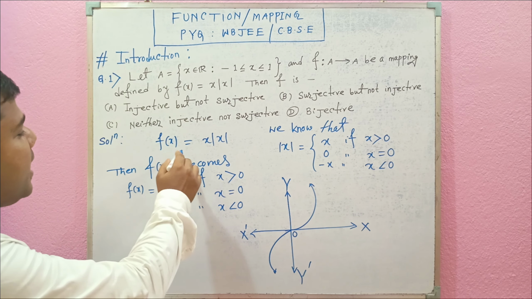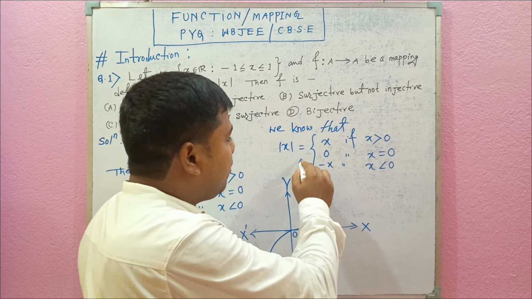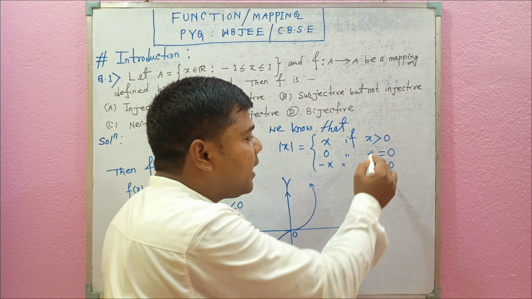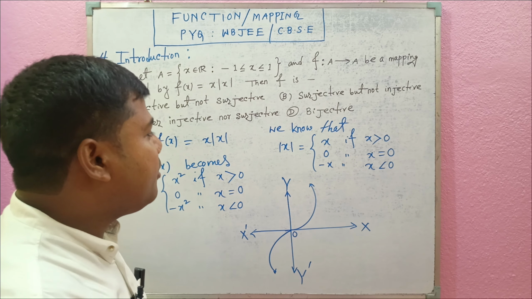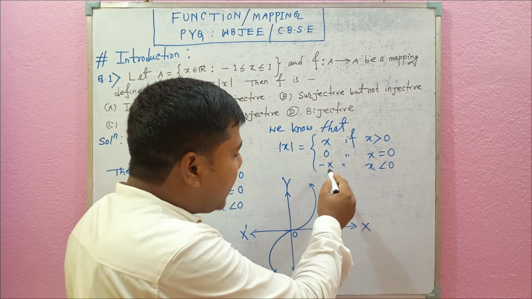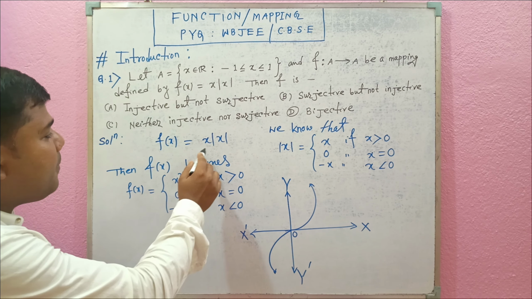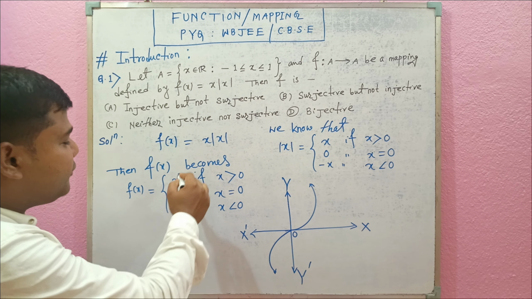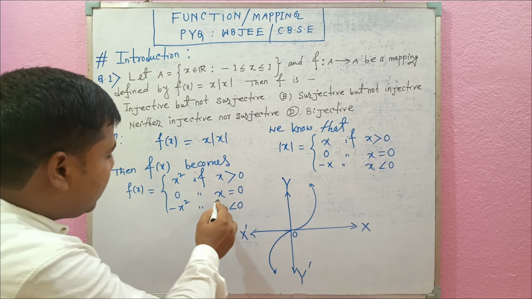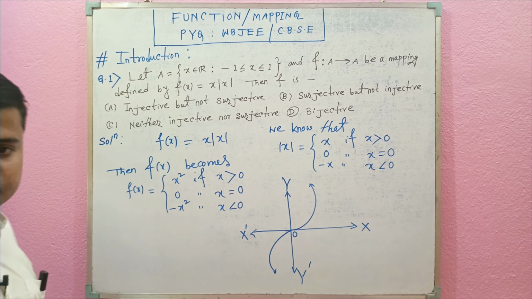So let's get started. Here f of x is equal to x mod x. We know that mod x or modulus x is equal to x whenever x greater than 0, and this is 0 whenever x equal to 0. This is minus x if x less than 0. Then f of x becomes x square if x greater than 0, 0 if x equal to 0, and minus x square if x less than 0.